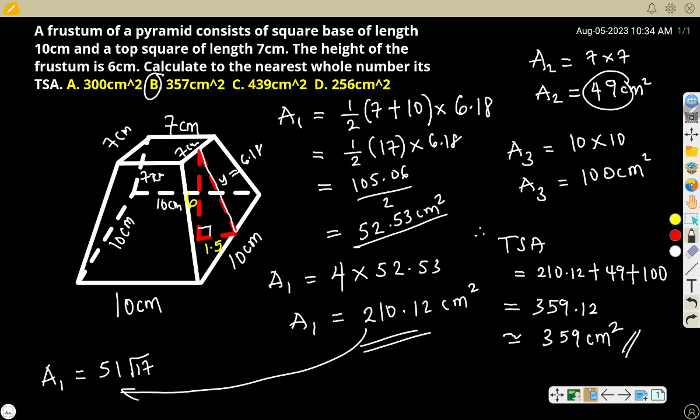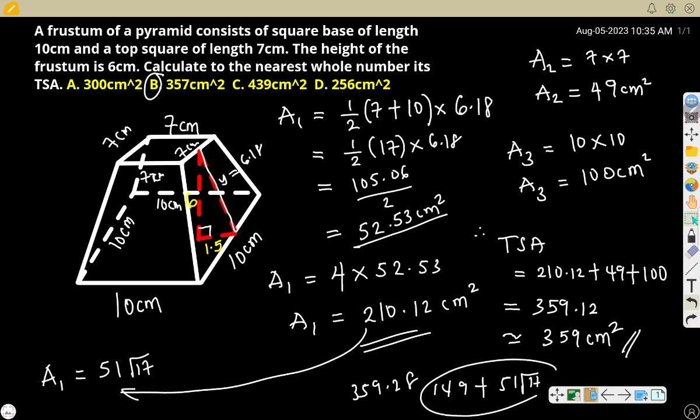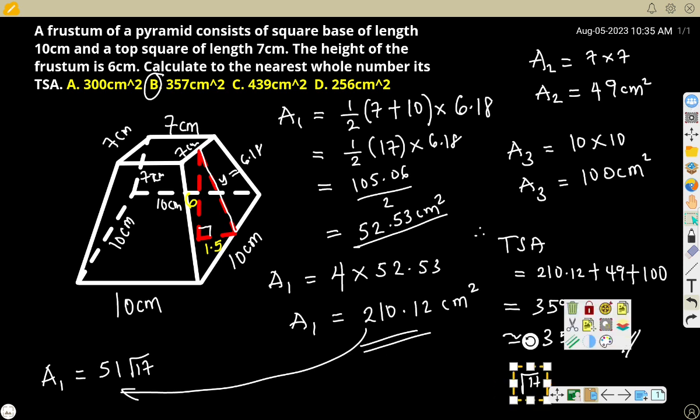And all these other ones are exact already. So let me add everything and see what we'll get: 51 root 17 plus 49 plus 100. This is still approximately 359, 359.28. That is what the exact result should give, and the exact value is 149 plus 51 root 17. But due to the question and options, this answer is the closest. If you can't find it, go with B because it's the closest. Due to approximation, they may have approximated more. So the correct answer is 359 centimeters square approximately, or choose B.